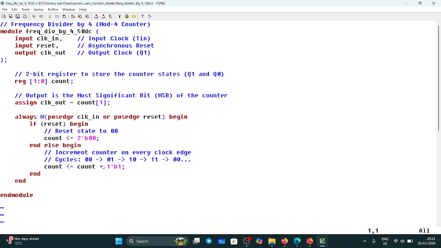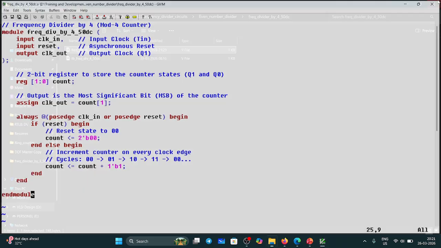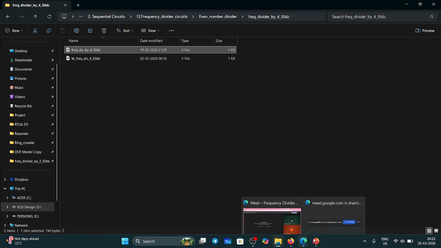So that means the cycle will repeat from 00, 01, 10, 11, again it will roll over to 00. Okay, so I'm just designing the mod 4 counter only. Okay, so frequency divided by 4 means what? Mod 4 counter only. Okay. Is this fine? Any doubts or queries? Okay. This is the divided by 4 circuit.